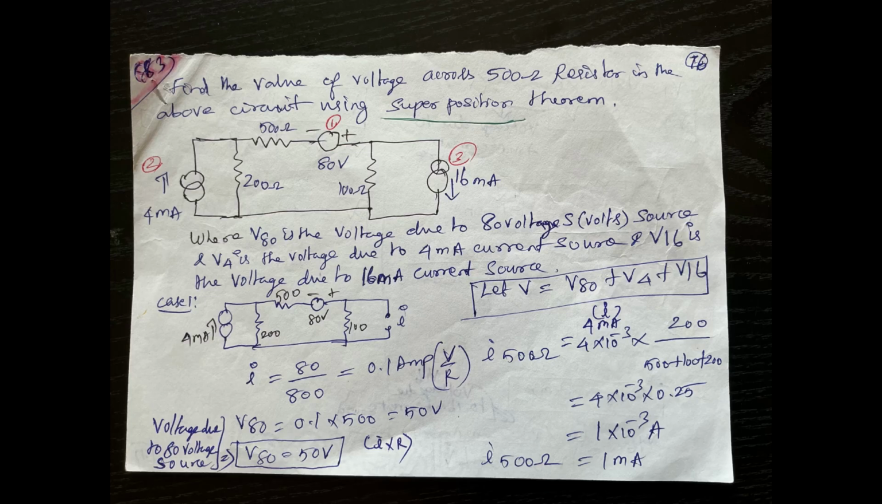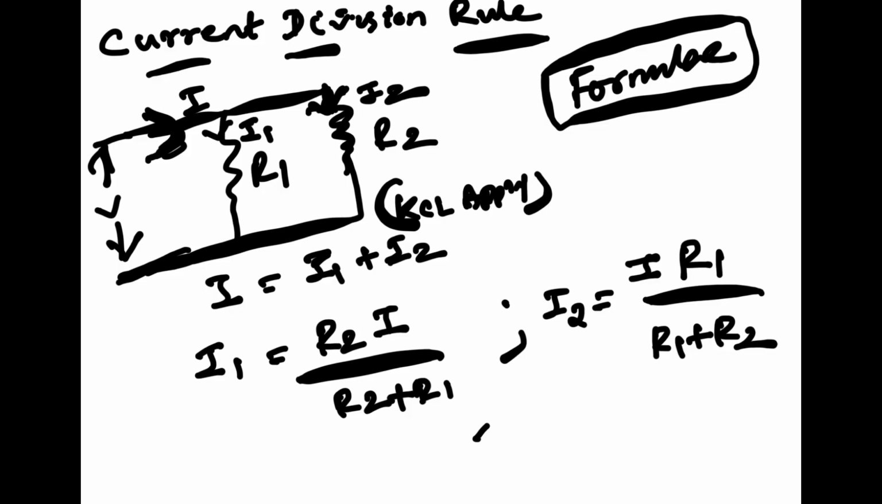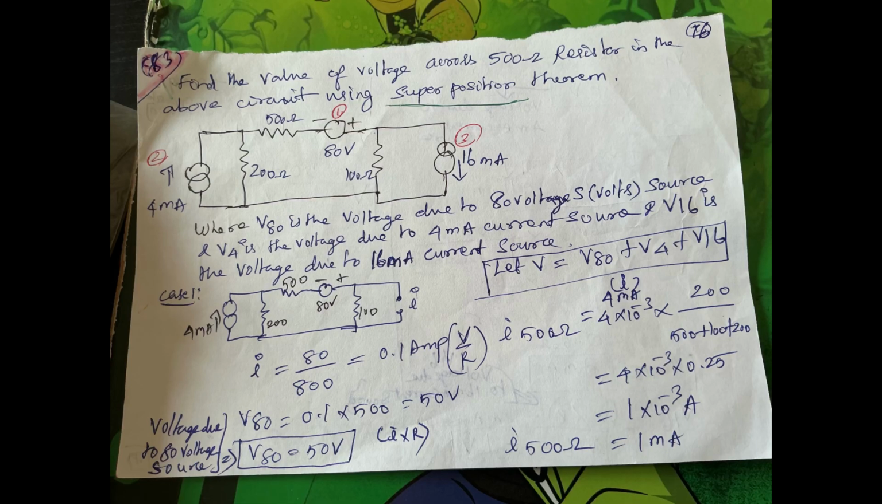We want the voltage across the 500 ohm resistance: the voltage due to the 80 volt source, plus the voltage due to the 4 milliampere source, plus the voltage due to the 16 milliampere source. The total voltage is important for the voltage across the 500 ohm resistance. The current division rule was explained in previous classes in model circuits with R1 and R2. I1 is found from R2, the opposite parallel resistance, into I divided by the total resistance.